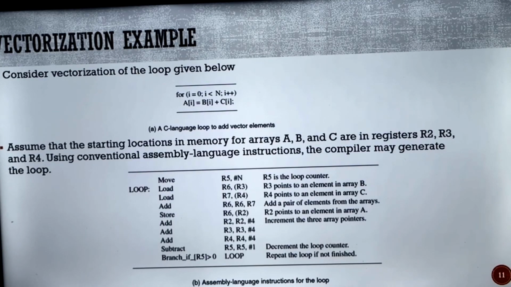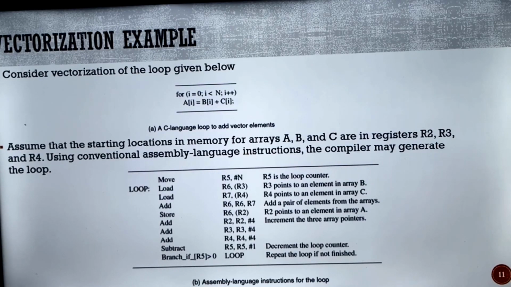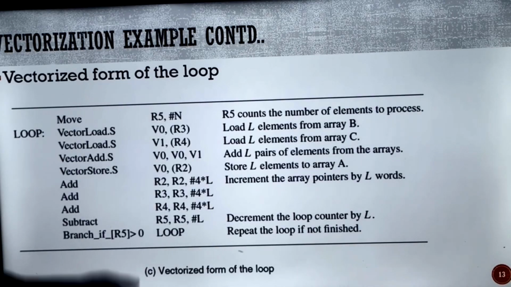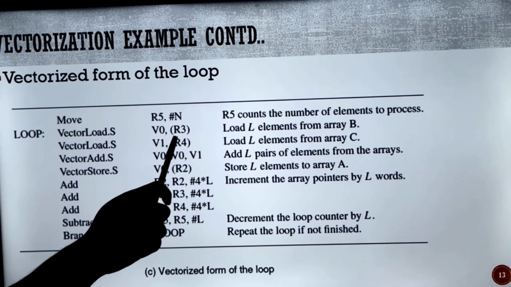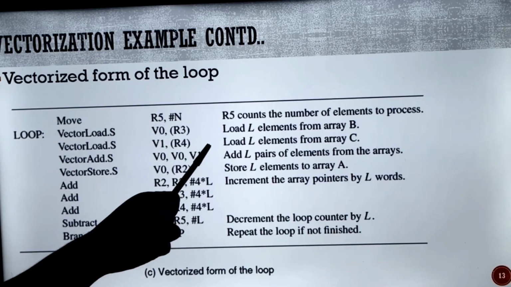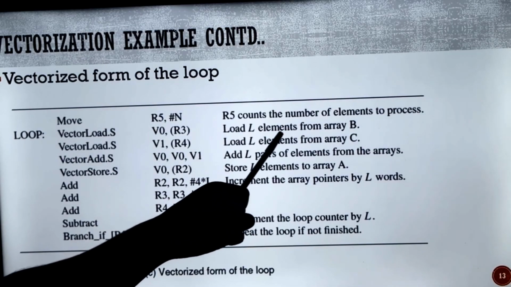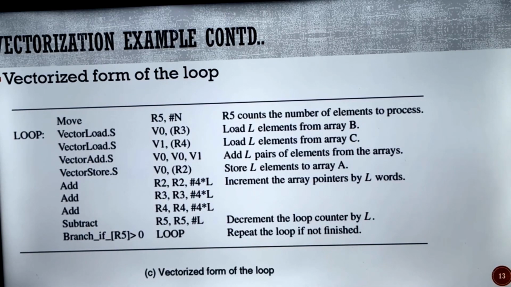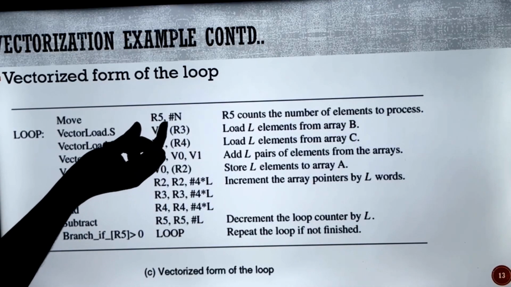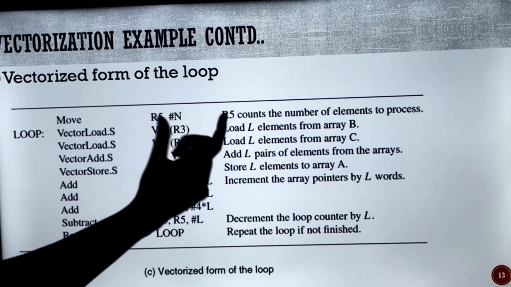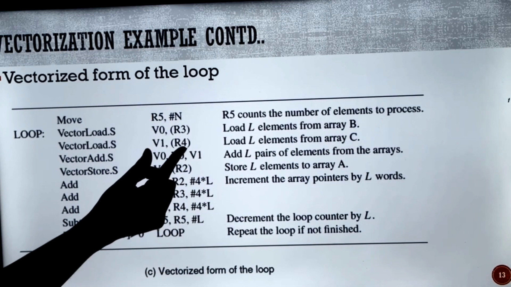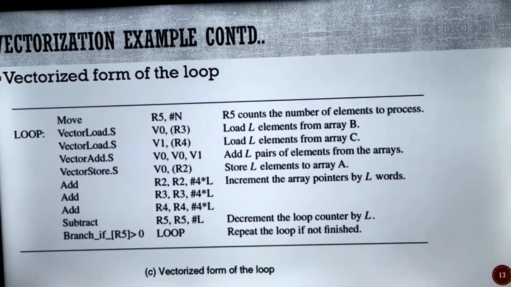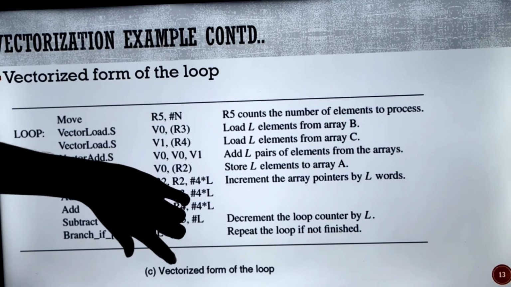Instead of that, what we can do is write vectorization, or SIMD. This is how it will look. Now if I write V0, R3, I am not storing a single element to V0. I load L elements, maybe 10 elements from array B, into V0 at a time. V0 is holding 10 elements from array B, V1 is holding 10 elements from array C. Then I will add all these 10 elements. Now the first 10 elements are done in one loop only.